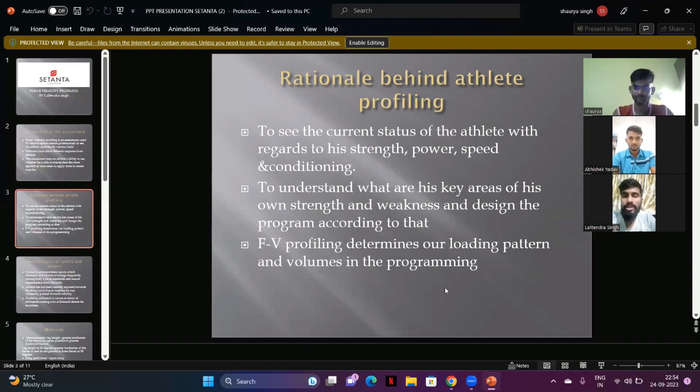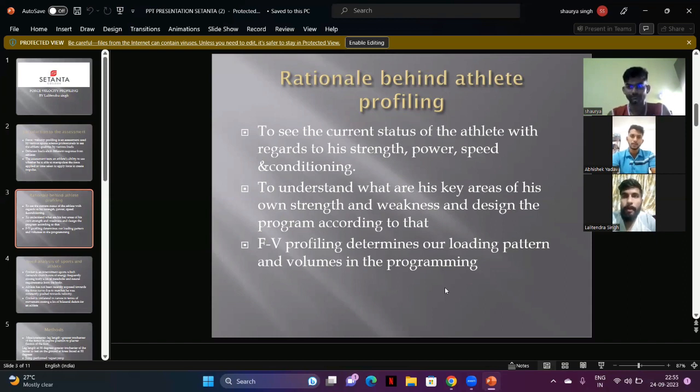Now, when we talk about the rationale behind this profiling, it is why we do it, how we do it, and what the requirement of doing it is. Because anything which we do in the field of performance training is basically dependent on the context. So it is basically about the context rather than the actual thing. We want to see the current status of the athlete with regards to strength, power, speed, and conditioning. These are the various biomotor abilities which we test.